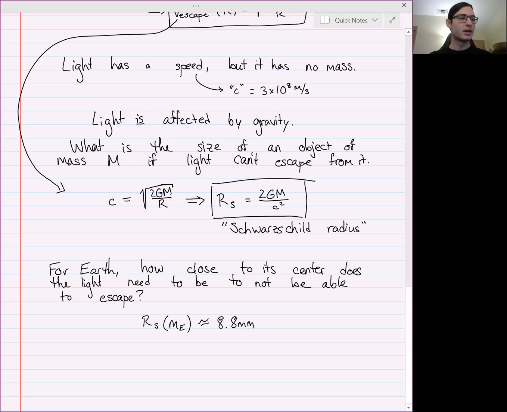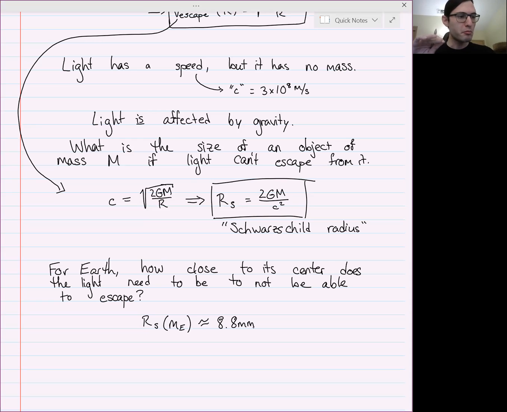Very small. However, this doesn't mean that you just have to drill down deep enough into the core of the Earth to put a flashlight there, and then that flashlight won't be able to send light up. Because most of the mass of the Earth is outside of that 8.8 millimeter radius. So it's not like all of the gravity would be pulling it towards the center. And so what we really need to consider is that if you want this Schwarzschild radius to apply, you have to have all of the mass be inside a region that's smaller than the Schwarzschild radius.